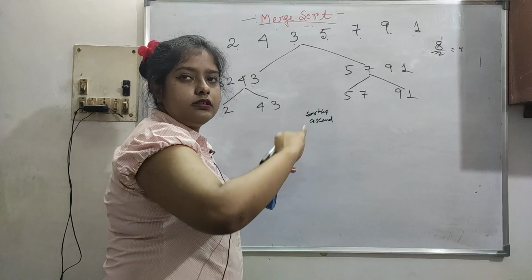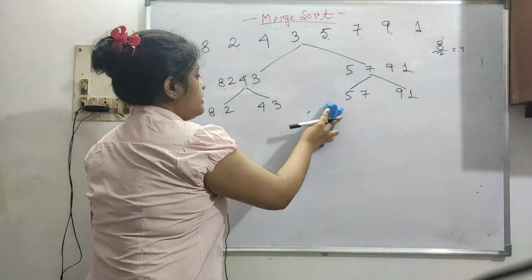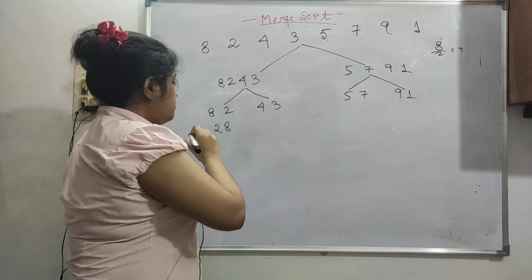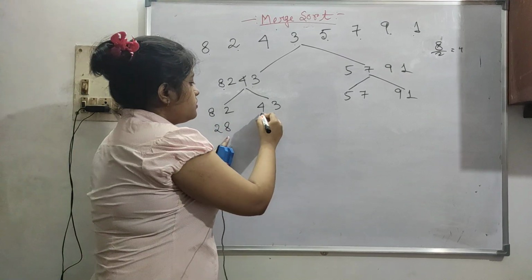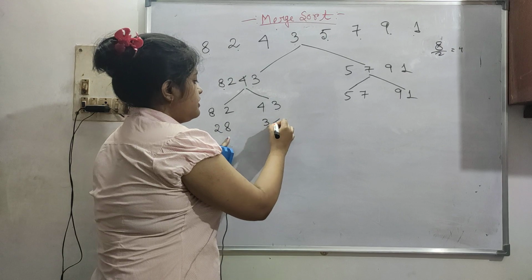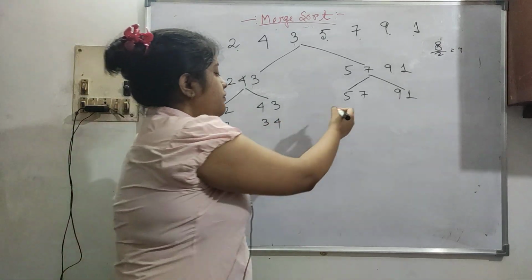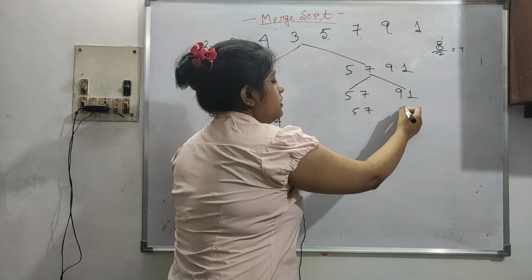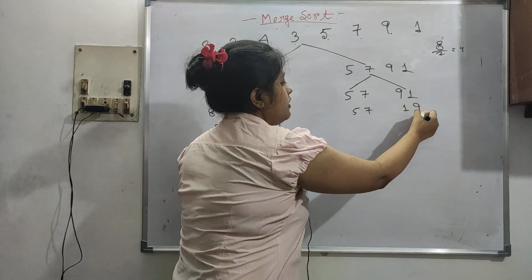Ascending order means lowest to highest, so that is what we are doing. So 8 and 2: 2 is less than 8, so it is sorted. Now 4 and 3: 3 is less than 4, so we sort this. 5 and 7 stay intact because 5 is less than 7. Then 9 and 1 is changed to 1 and 9.